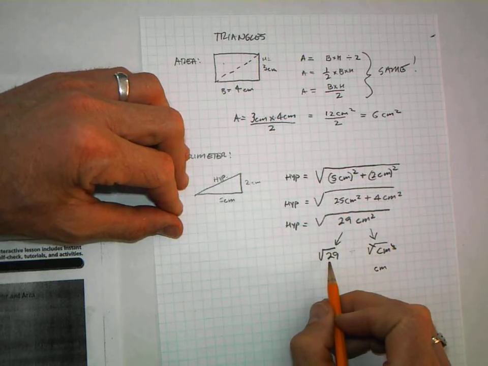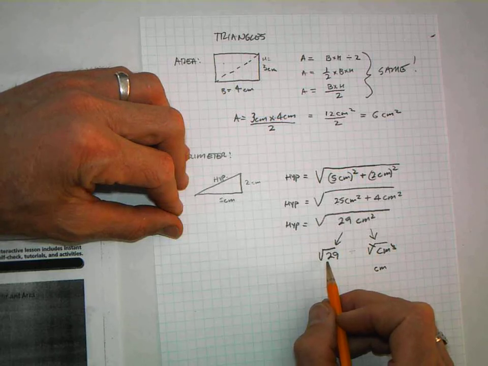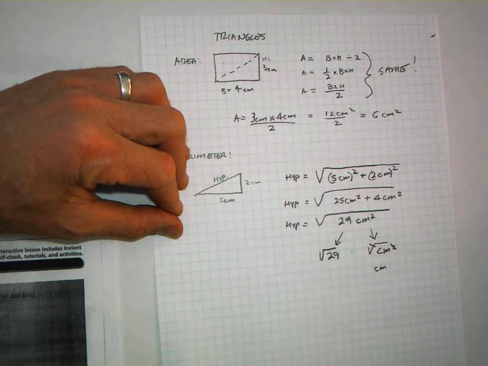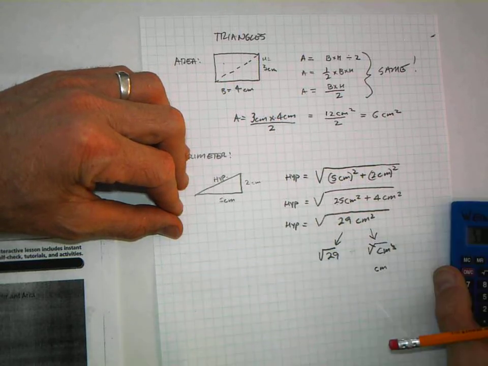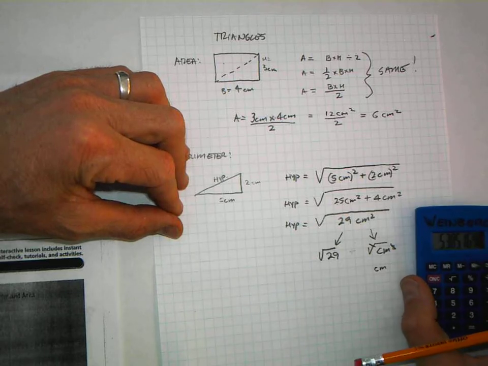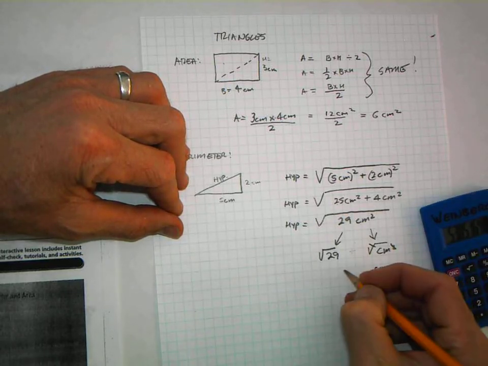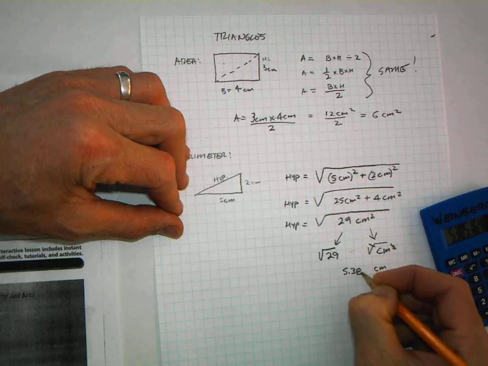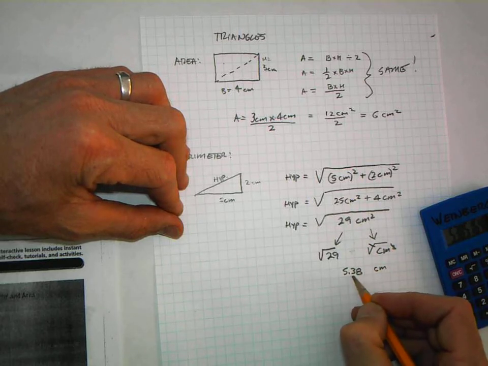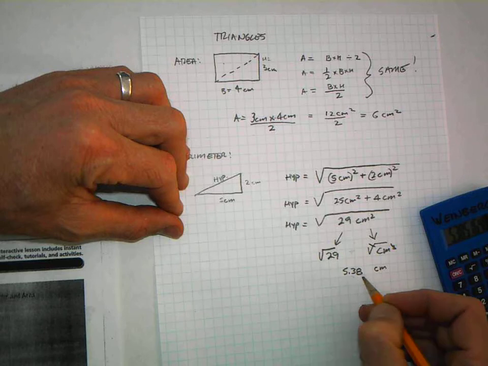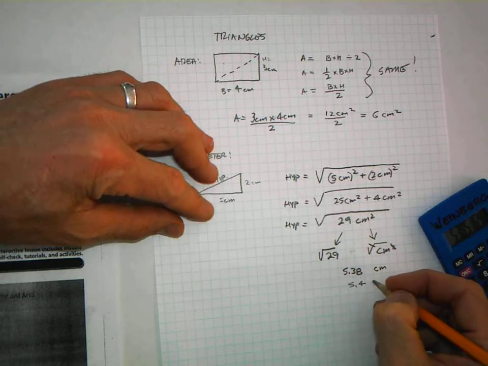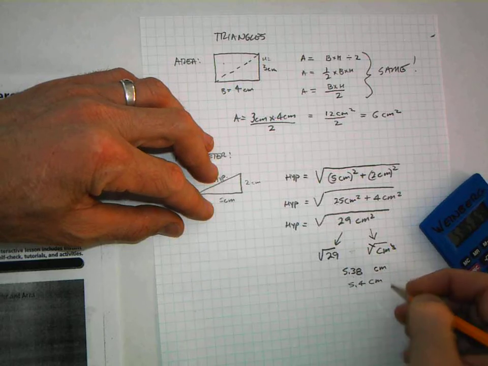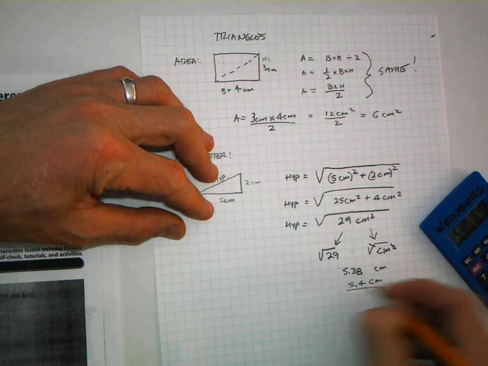And what's the square root of 29? Well, we could make some guesses, but that's why they invented these things right here. So we're going to say 29 square root, and that number is 5.38. Rounded to the nearest tenth, with the next number being the one we used to round, which is going to cause it to round up. That is 5.4 centimeters, and that's the answer.